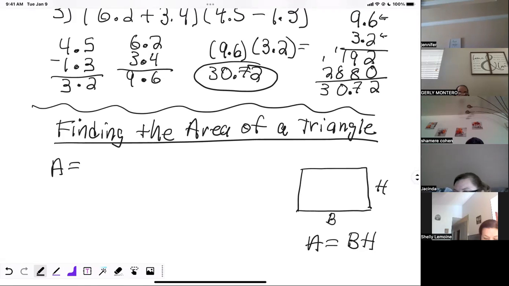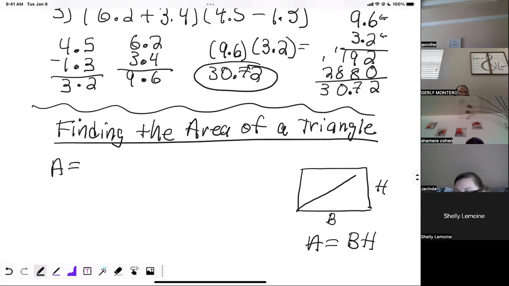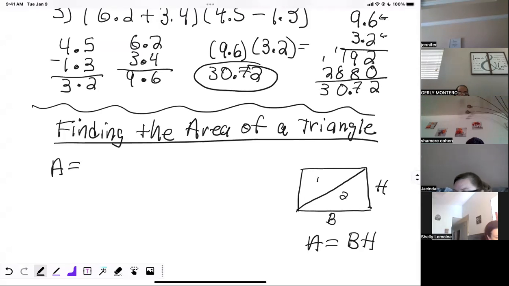But to do a triangle, if you make this diagonal line, every rectangle has 2 triangles. That means the area of one triangle is only going to be 1/2 of the area of a rectangle. So the area of a triangle is 1/2 base times height.